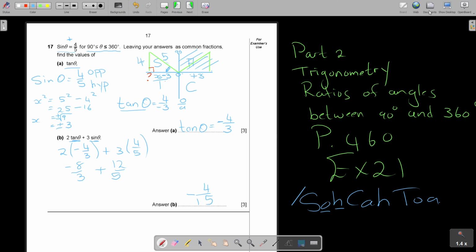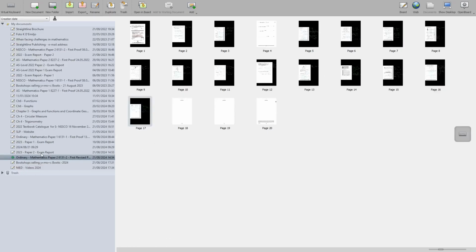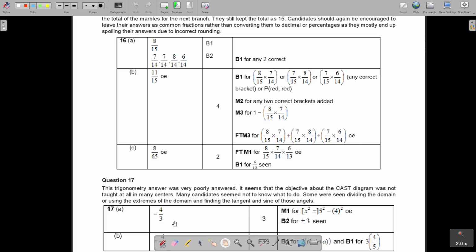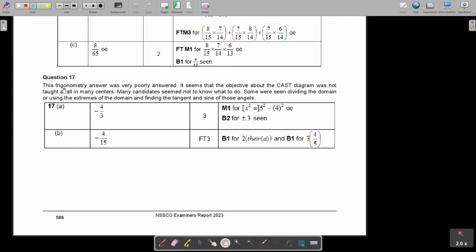Let's go to the exam report. Okay, so this trigonometry question was very poorly answered. It seems that the objective about the CAST diagram was not taught at all in many centers. Many candidates seem not to know what to do. Some were seen dividing the domain or using the extremes of the domain and finding the tangent and sine of those angles, but incorrectly. But if they got until you come to plus minus, they already gave you 2 marks there.